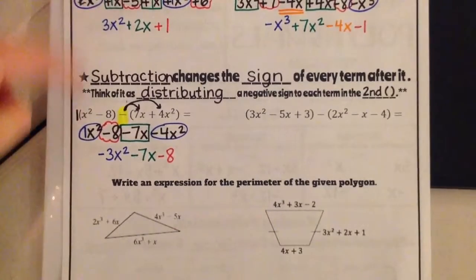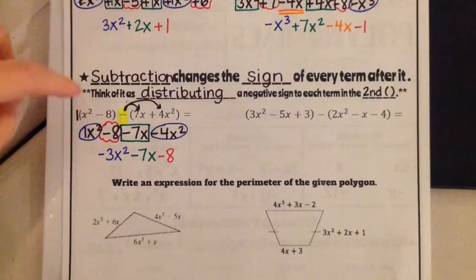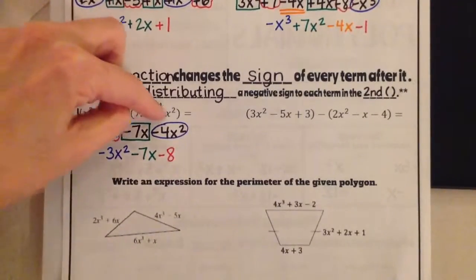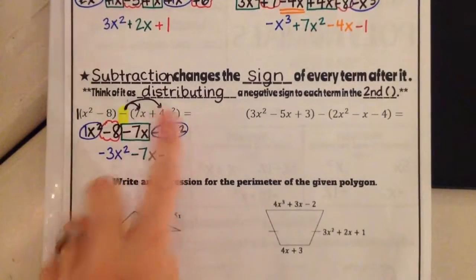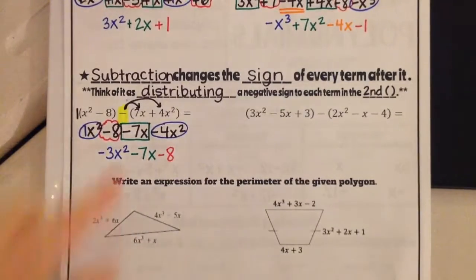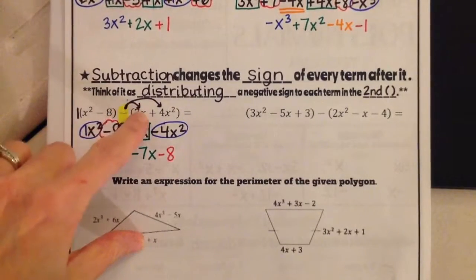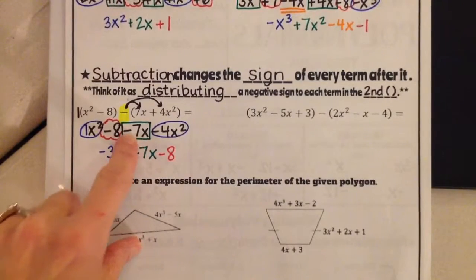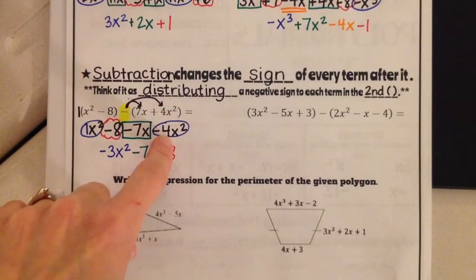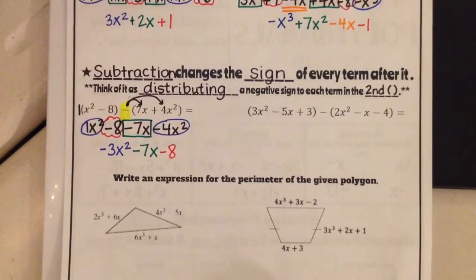So really, adding and subtracting are so similar. The only difference is you have to remember to change the sign of every term in the second parentheses before you start combining like terms. And that just ensures that all of these terms get subtracted. Most students distribute that first subtraction sign, so they would make the 7x negative, but then they would leave the 4x squared positive, and that's not going to get you the correct answer.